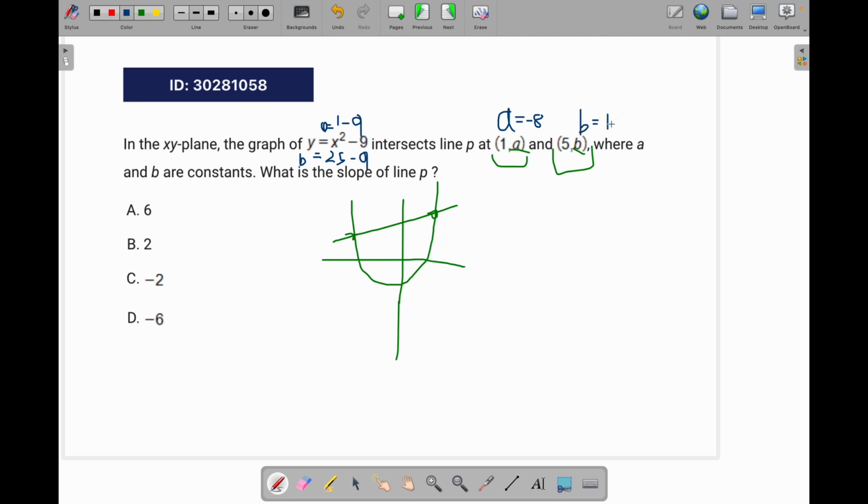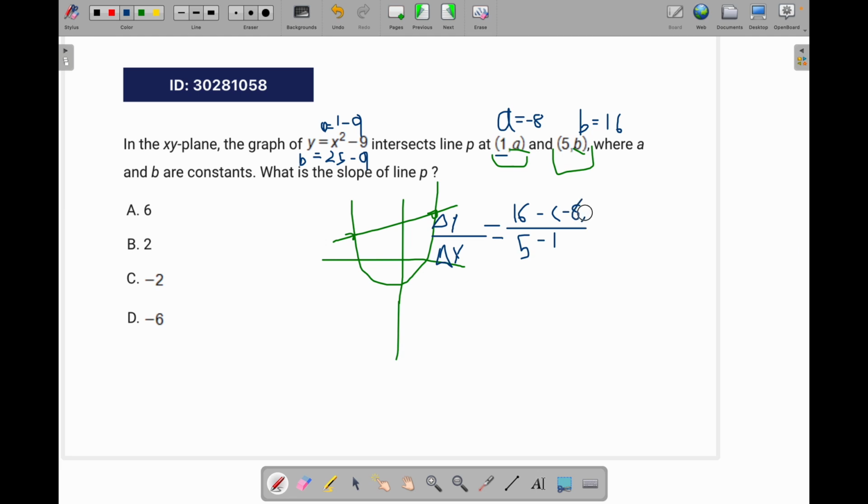Now we can just figure out change in y over change in x. For our change in x, our final value is 5. Our initial value is going to be 1. So 5 minus 1 on the bottom is our change in x. Our change in y is going to be b minus a. b is our final, which is 16, and a is -8, which is our initial. So now we get this equation, and now we just need to simplify from here.